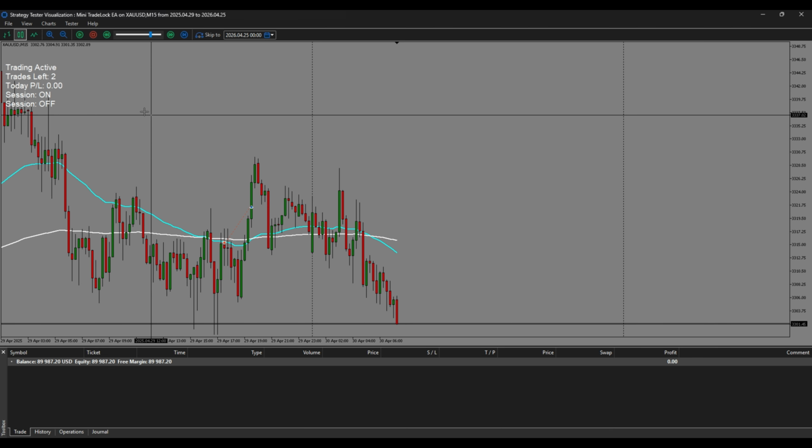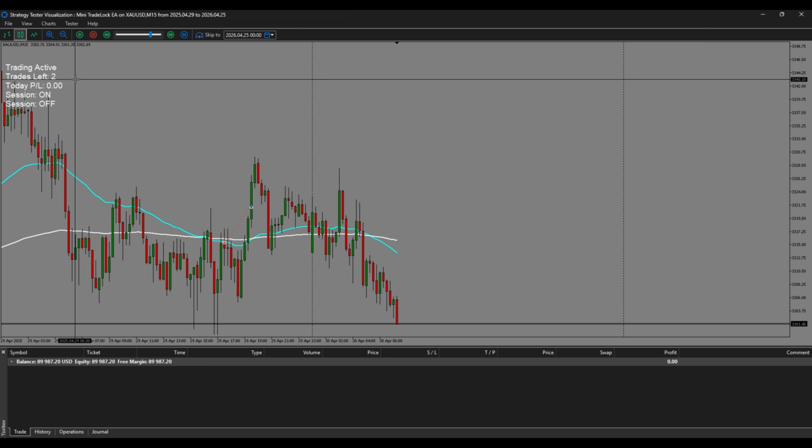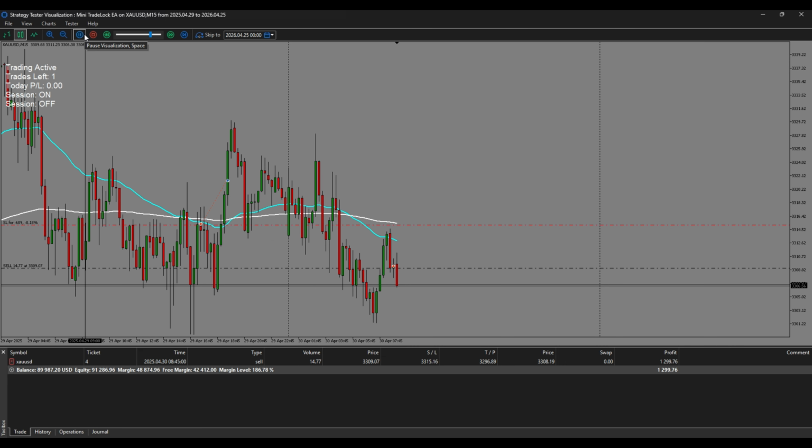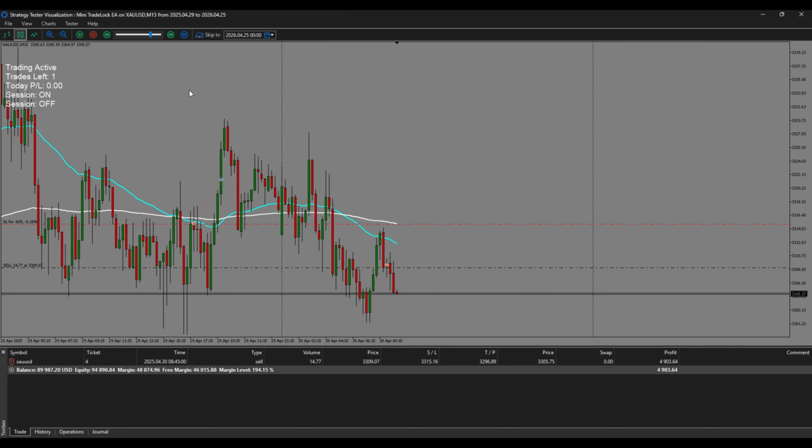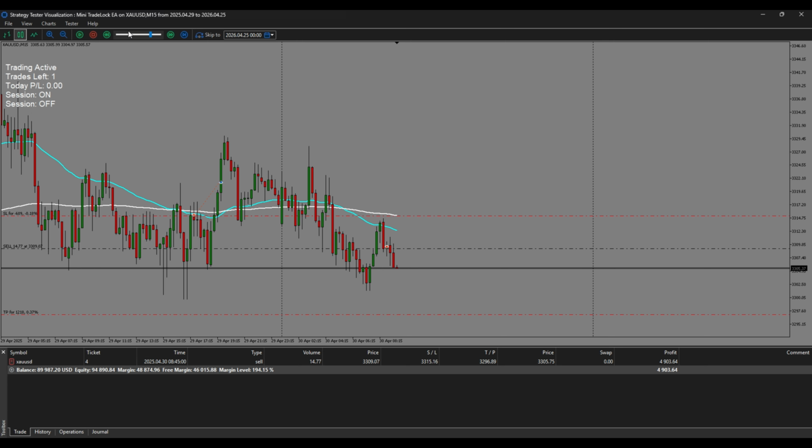You can see now we've passed 7 a.m., so trading is active, and we have our 2 trades for the day. We have entered a trade, and now we have 1 left. Just ignore this session off. It doesn't really make a difference. It's obviously just a typo in the code.